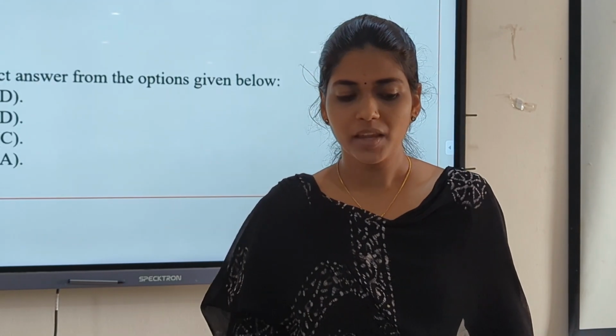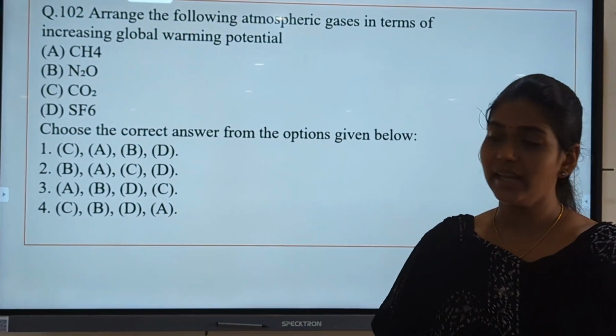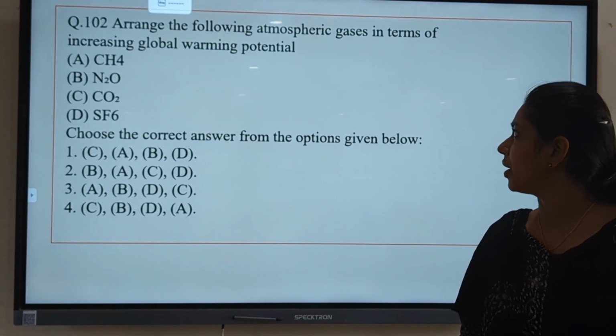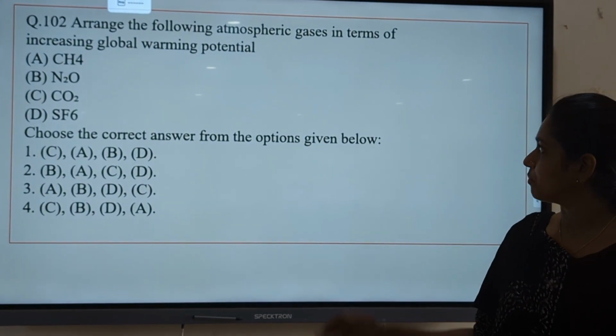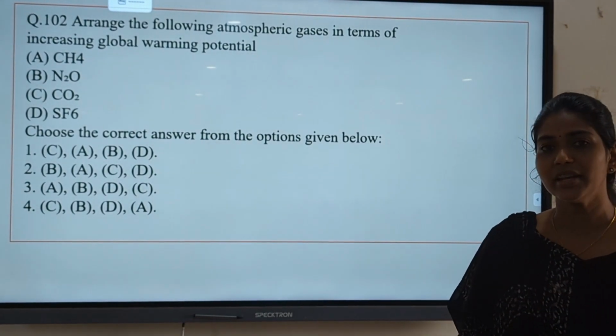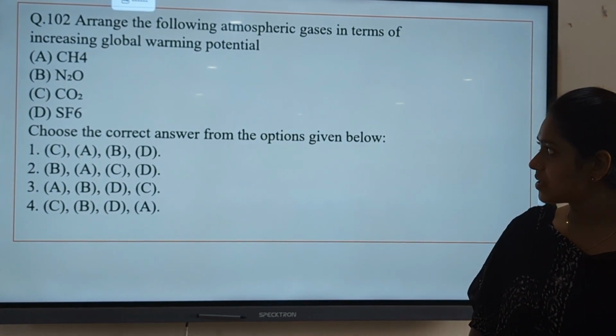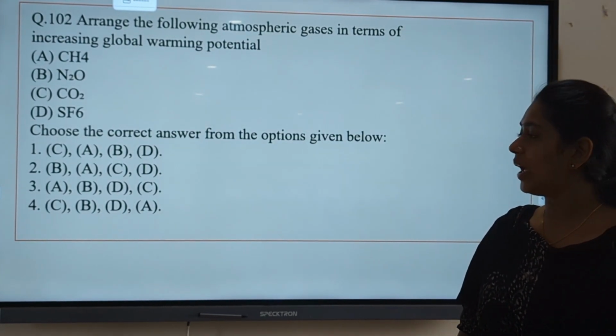Moving on. So we will continue with the question paper discussion section of soil science. The first question: arrange the following atmospheric gases in terms of increasing global warming potential. Options: methane, N2O, CO2 and SF6.